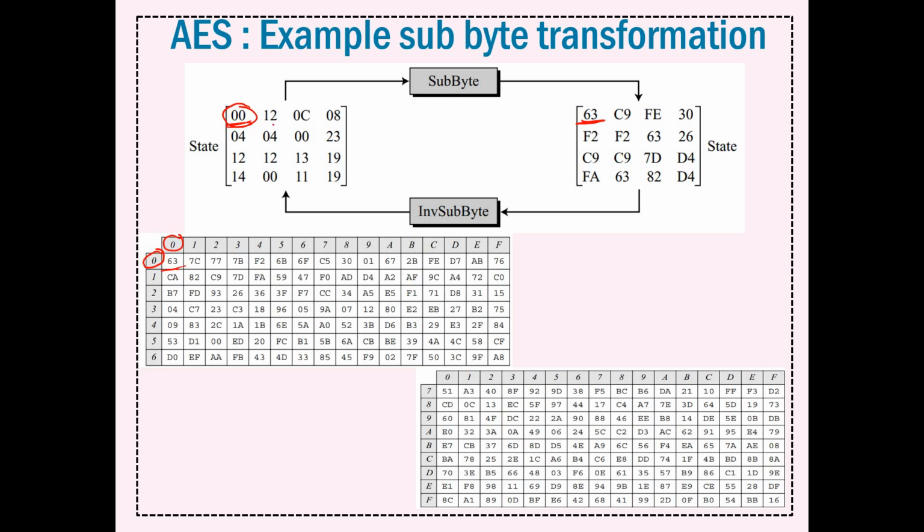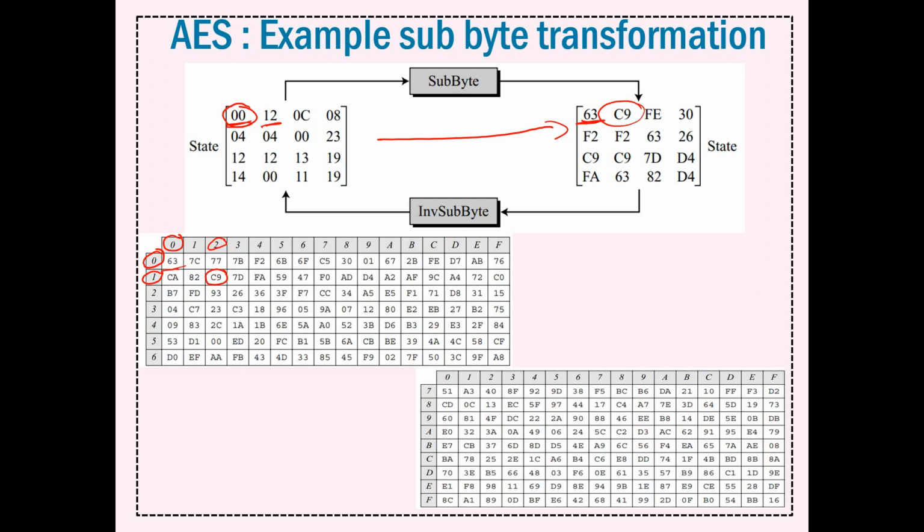Just take another example. For example, 1, 2. So 1 is here, 2 is over here. Wherever they intersect is C9. So we have C9. Clear with this? So given any random 4 cross 4 matrix, which we are calling a state in terms of AES, we can use the table in transforming the data bytes from whatever we had as an input. So all these 4 cross 4, 16 elements have been converted to something of this nature. Am I okay with this?